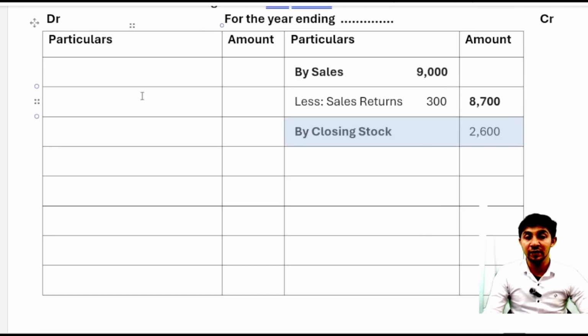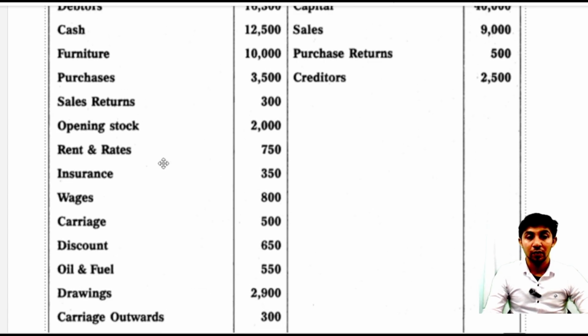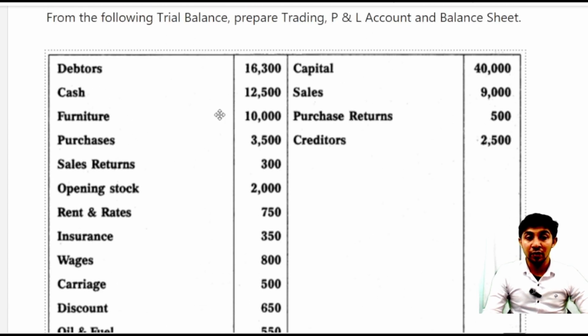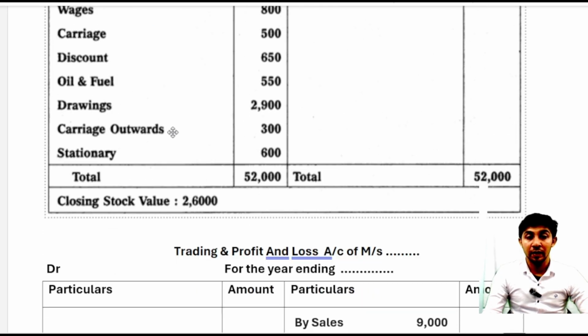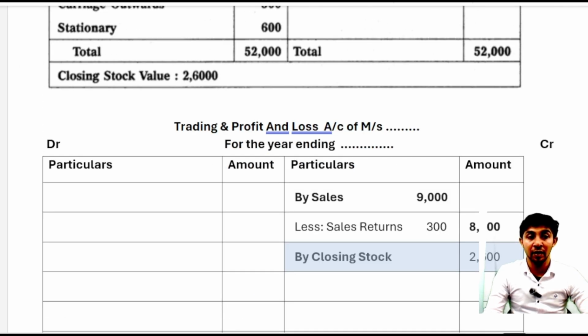Immediately we'll move towards the debit side, and there are three permanent items on the debit side. Number one, opening stock. Let us search for the opening stock on the debit side. Here it is, that is 2,000. Directly we'll move towards the trading account debit side and write opening stock, that is 2,000.